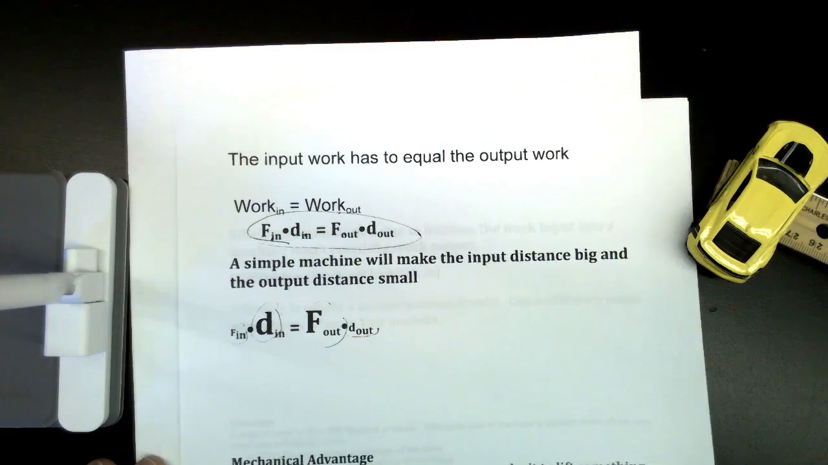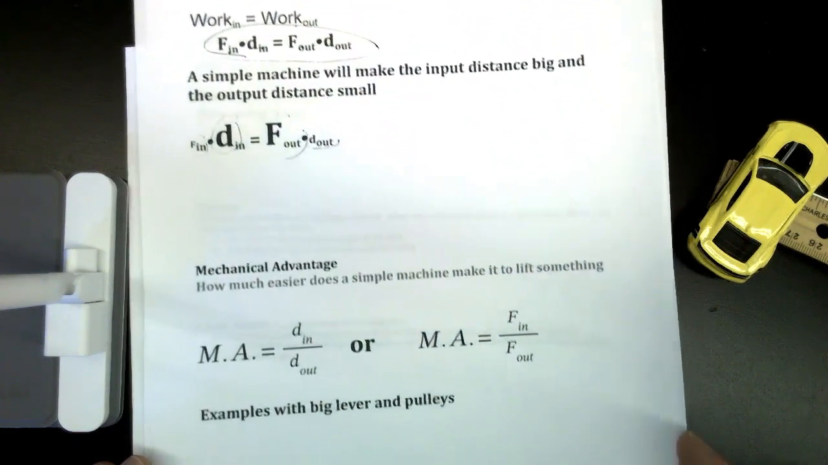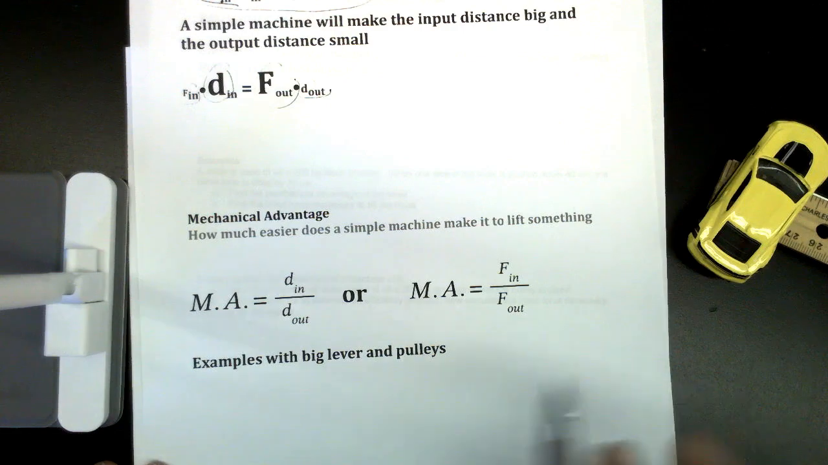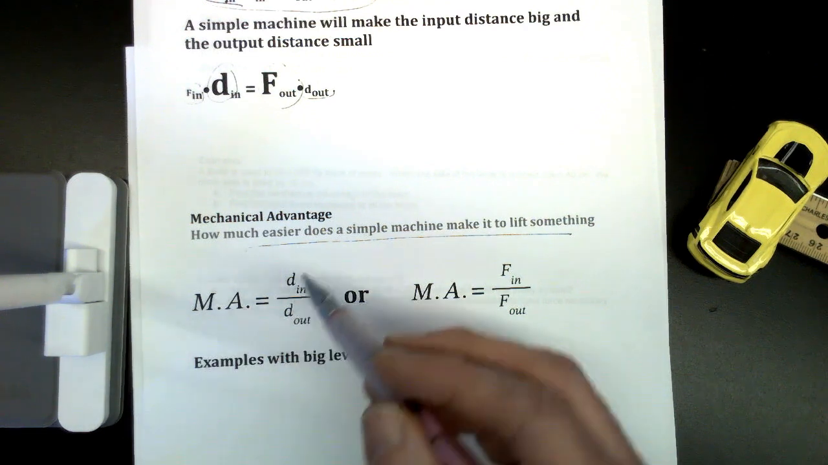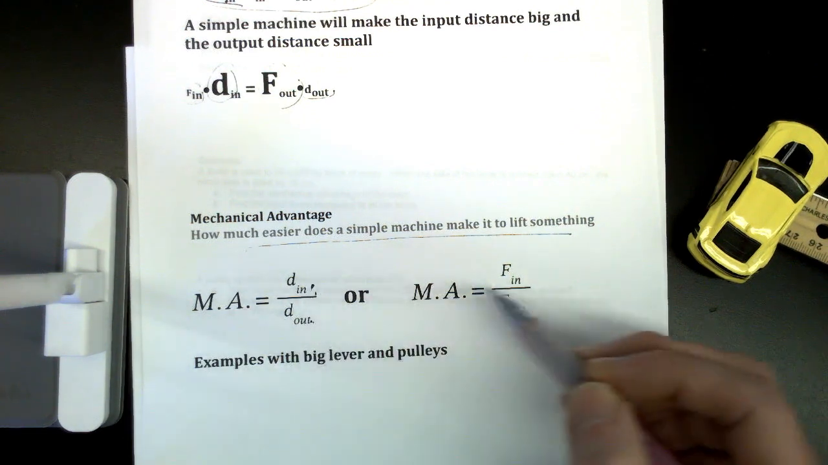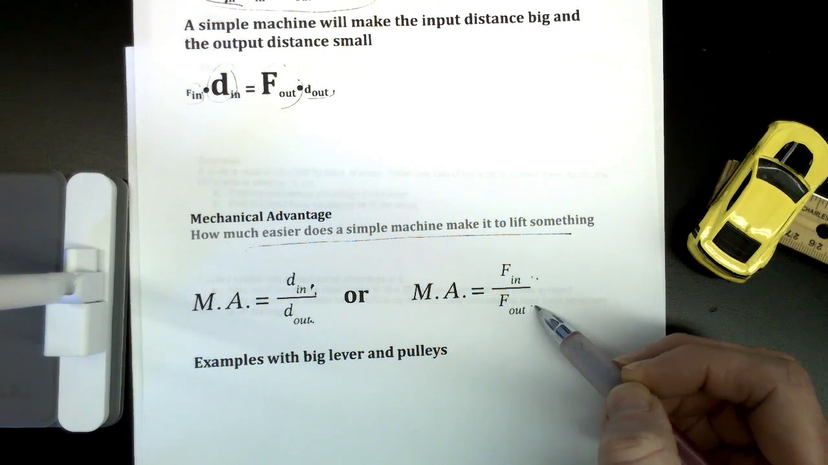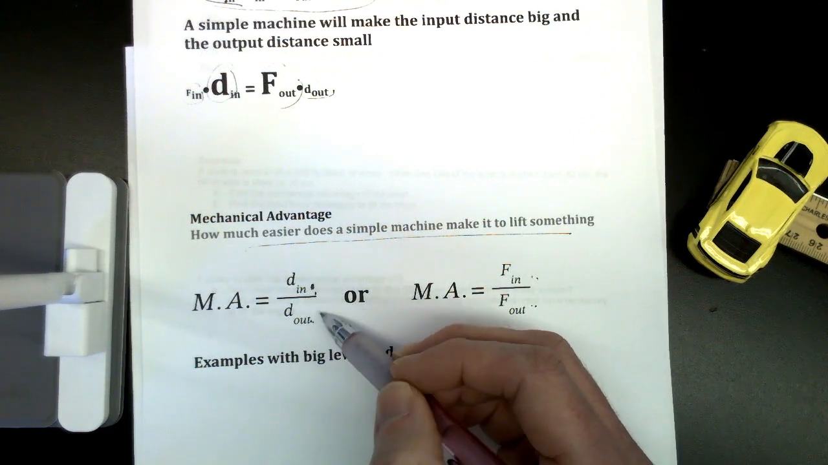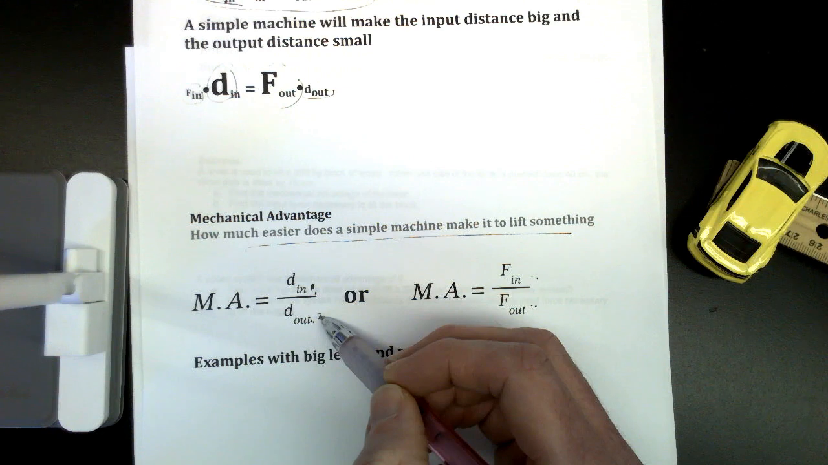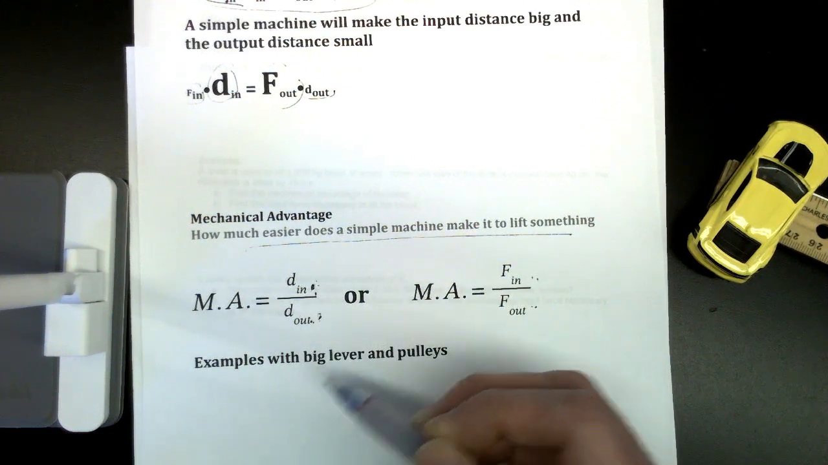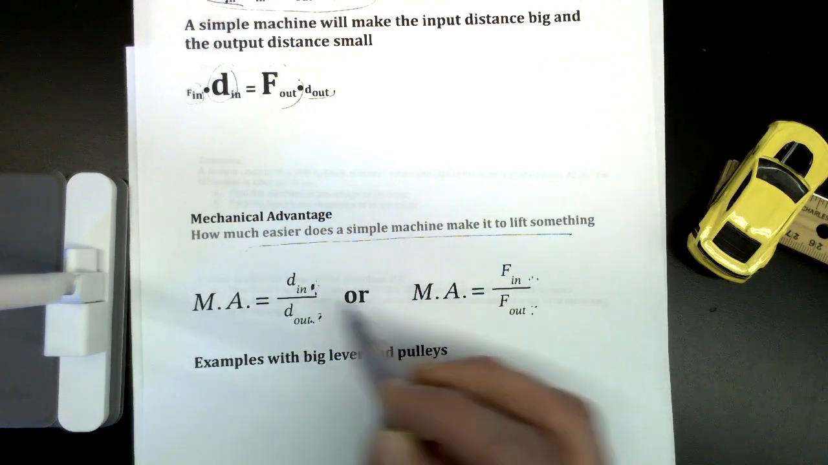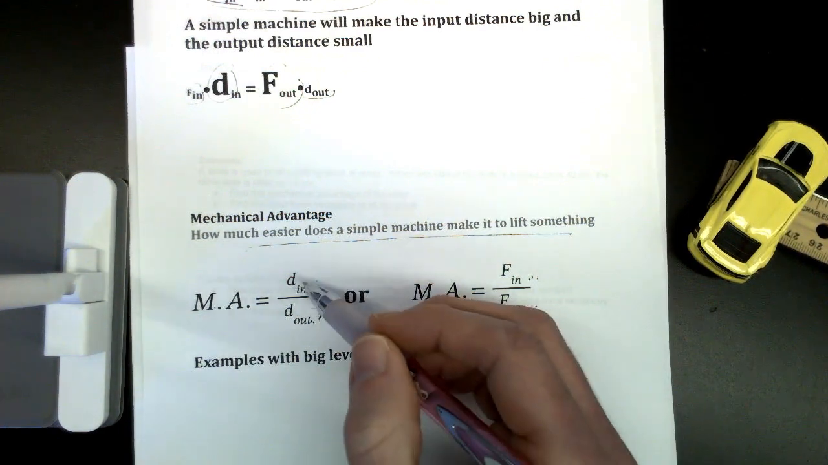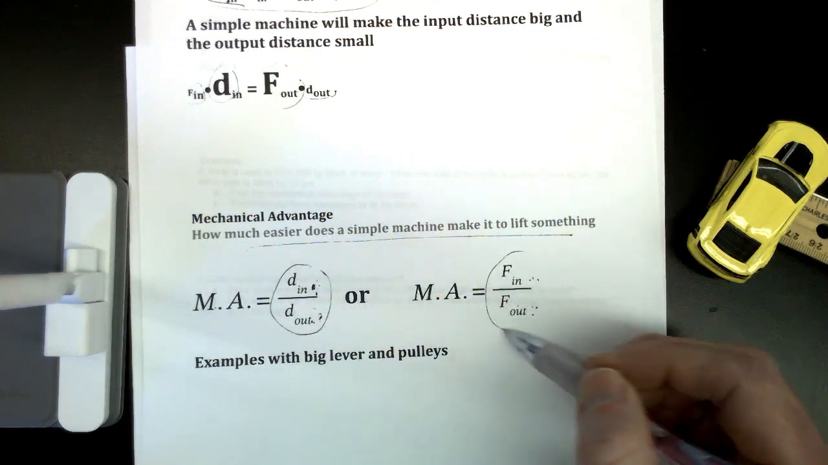All right, now moving on to our equation for mechanical advantage, and then we'll do some examples. Mechanical advantage means how much easier it is to do something because you have this simple machine. There are two ways we can figure it out. Either you can take the ratios of the distances, or you can take the ratios of the forces. For the ratios of the distances, I want my distance in divided by my distance out, and that's going to give me my mechanical advantage. Or I can take my force in divided by my force out.